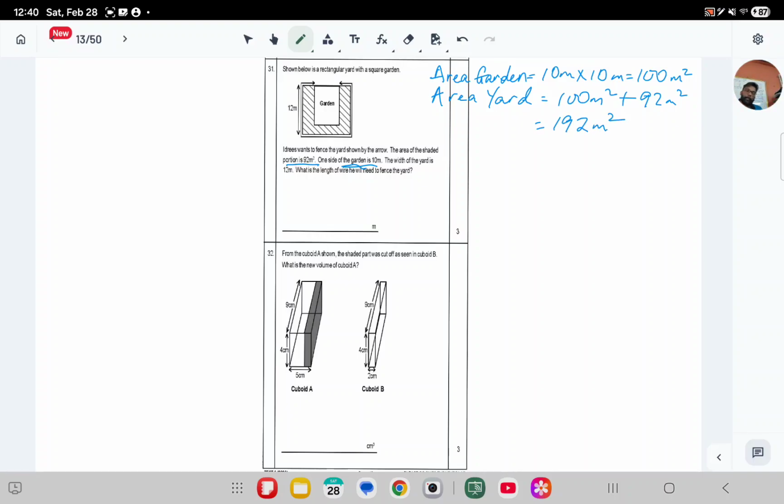Now that we know the total area and we know the width, we can find out the length. The formula to find the length when given the area and the width is area divided by the width, which is equal to 192 meters squared divided by the width, which we know as 12 meters. And that will give us 16 meters. So we know the length is 16 meters.